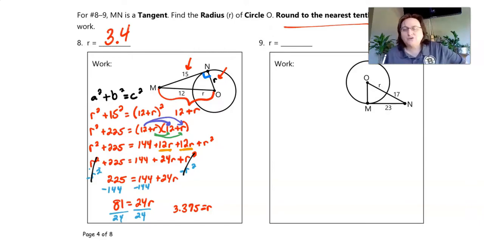Okay, I'll let you guys do number 9. It's very similar to number 8, but I showed you guys step by step how to work that out. All right, let's do another one. Let's go down and look at number 11. Okay, do number 11 with me.